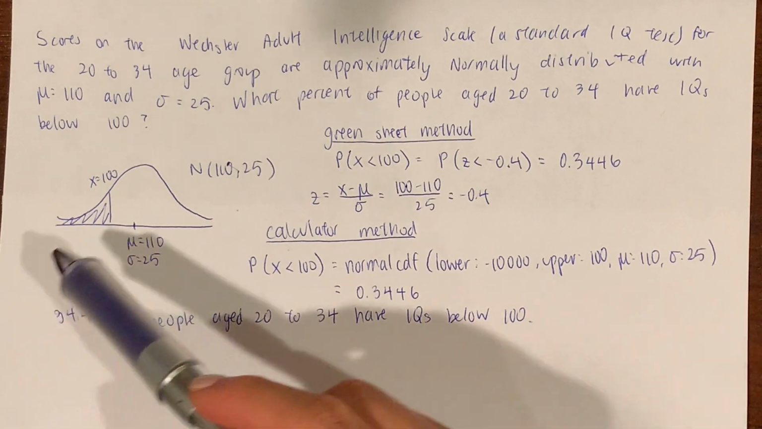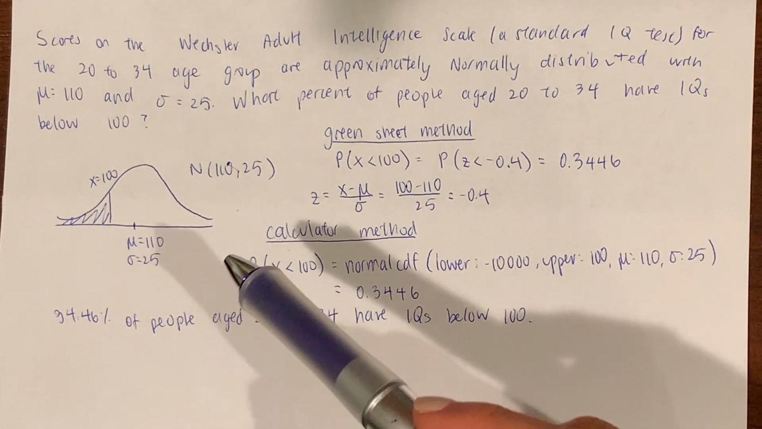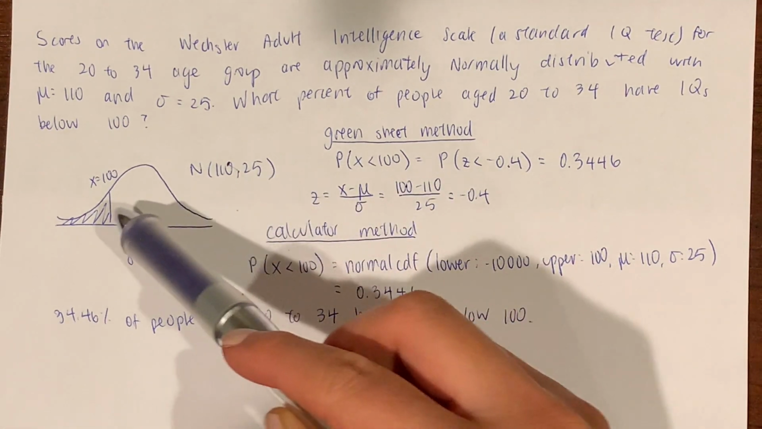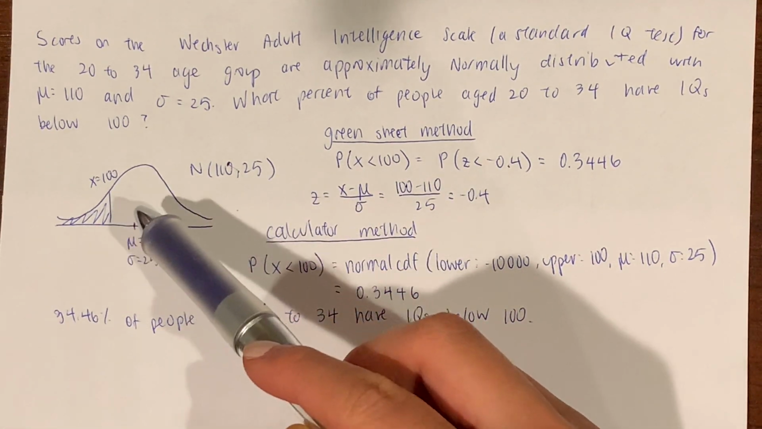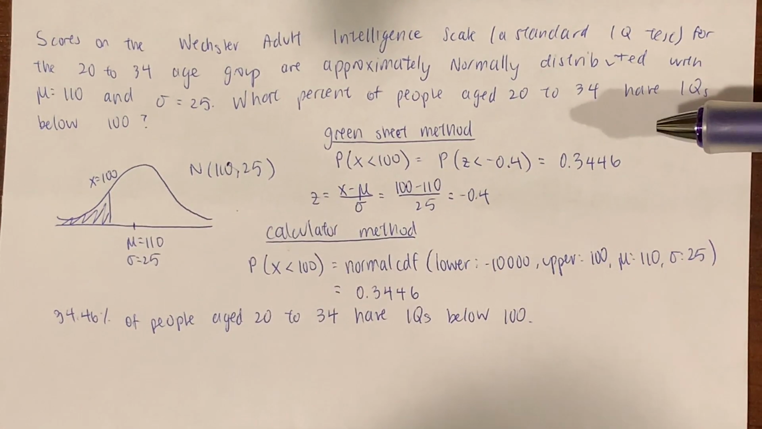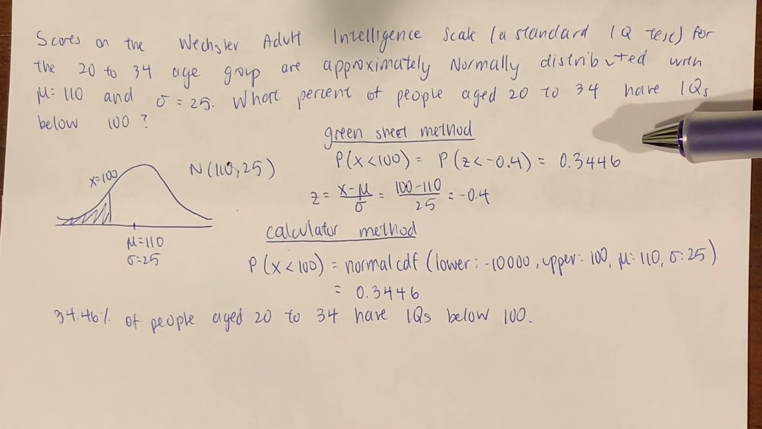go to the left. And it's really important to take in the context and understand what the question is truly asking, because it would be tragic if you were to find the probability of people aged 20 to 34 who have IQs above 100. And so now we want to show work, and there are two different methods.